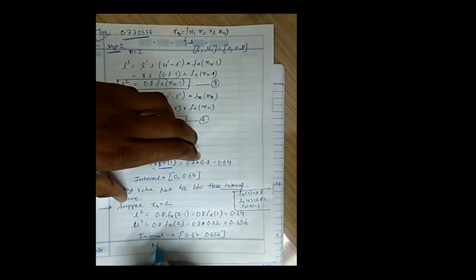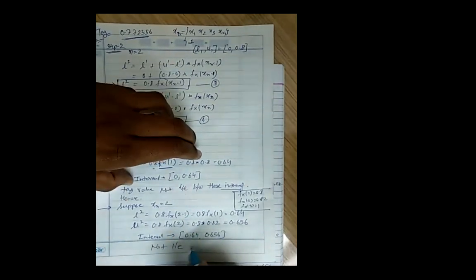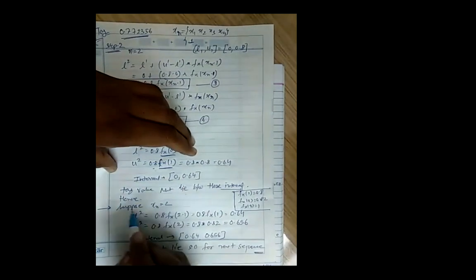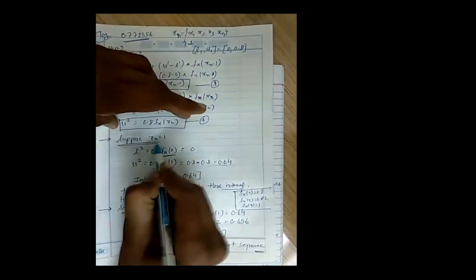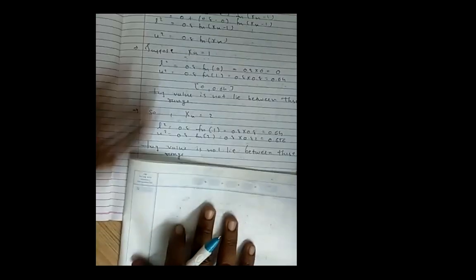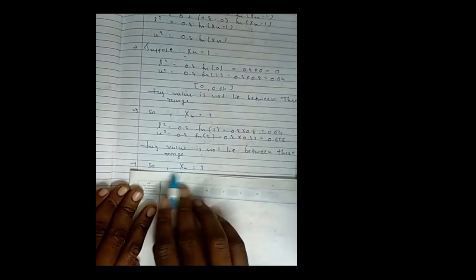Again, not lie. Okay, let me finish this with a shortcut. Not lie. Go for next sequence. So again, here we have supposed already xn equal to 1, xn equal to 2. Now my next assumption should be xn equal to 3. So over here you can see xn equal to 3.